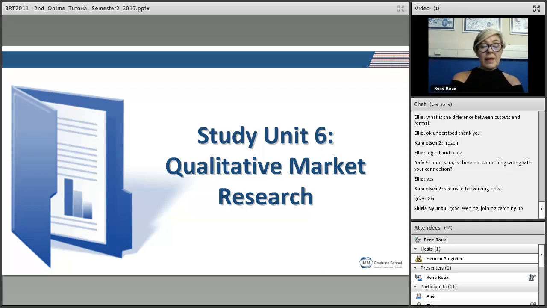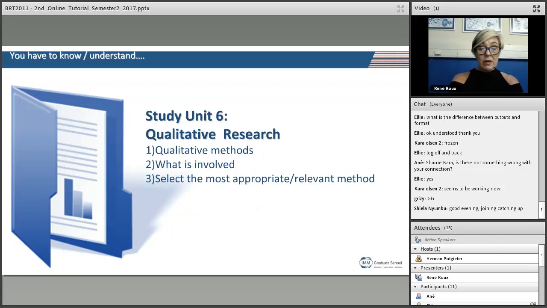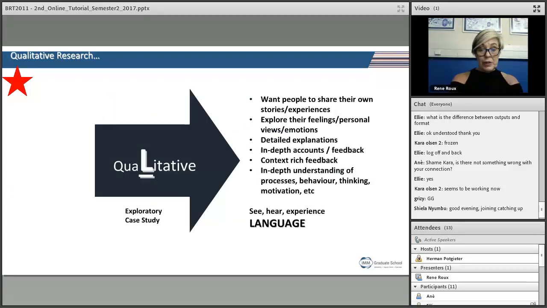Okay, now this brings us to primary research. And like I said, there is qualitative research and there's quantitative research. Let's just look at qualitative research first. And this was also asked in one of the previous exam papers: to define qualitative and quantitative research and to describe the differences between them.